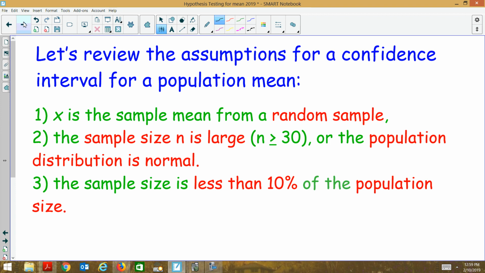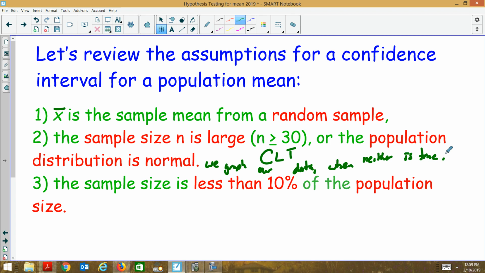So let's review the assumptions for a confidence interval for a population mean. The first one is that the sample mean, x-bar, is from a random sample. Again, that's similar to proportions. The second is the sample size n is large, n greater than or equal to 30, the central limit theorem, or the population distribution is normal. If the sample size is not large, or we don't know the population distribution, then we graph our data. If our data is approximately normal, then we can proceed. And the last and final thing is the sample size is less than 10% of the population size.